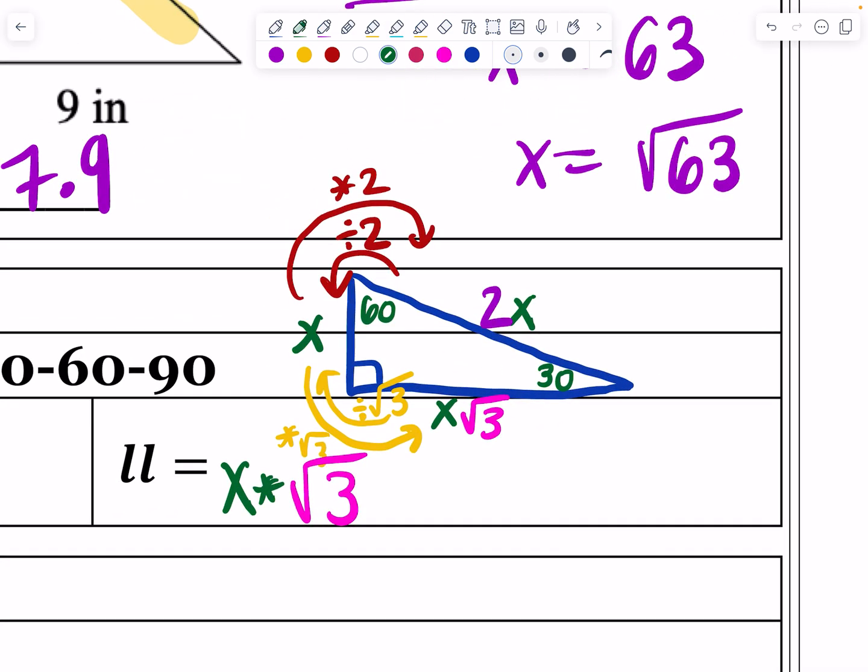If you are going to the hypotenuse, you're getting bigger, so you're going to multiply by 2. If you're going from the hypotenuse to the short leg, you're getting smaller, so you're going to divide by 2. So those are inverse operations. To go from the short leg to the long leg, across from 60, you multiply by root 3. What is the inverse of that? To go the other way, from the long leg to the short leg, you divide by root 3.